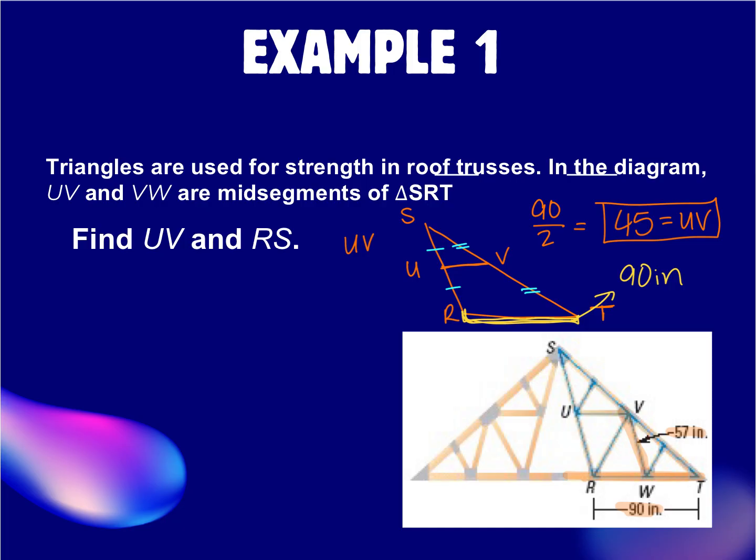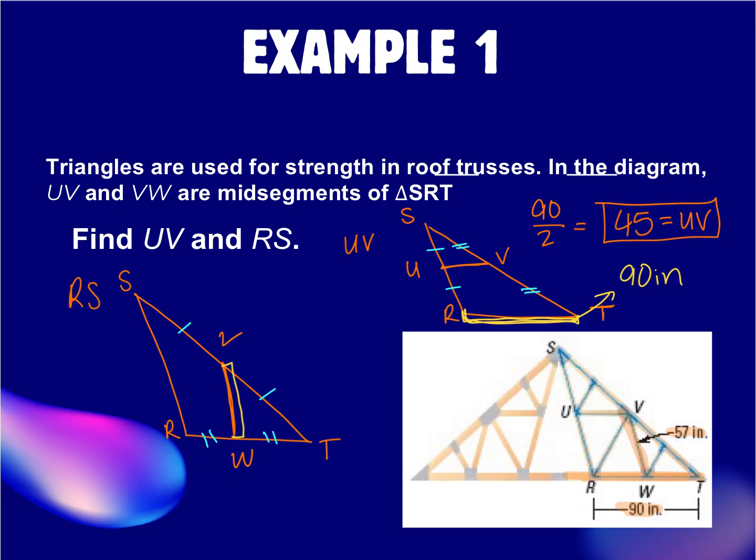All right, I'm going to go ahead and do RS. So I'm solving for RS. I'm going to draw it again. Here is S, R, T. What segment is parallel to RS? VW. Good. I'm going to draw my VW right here. Here's V. Here's W. And that is going to be my midsegment. And they did tell us what our midsegments were.